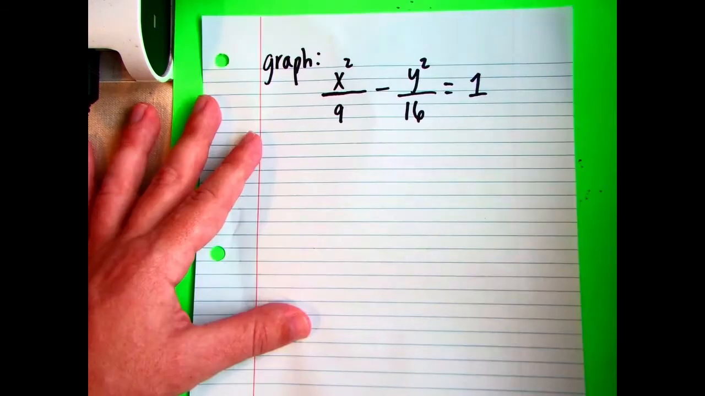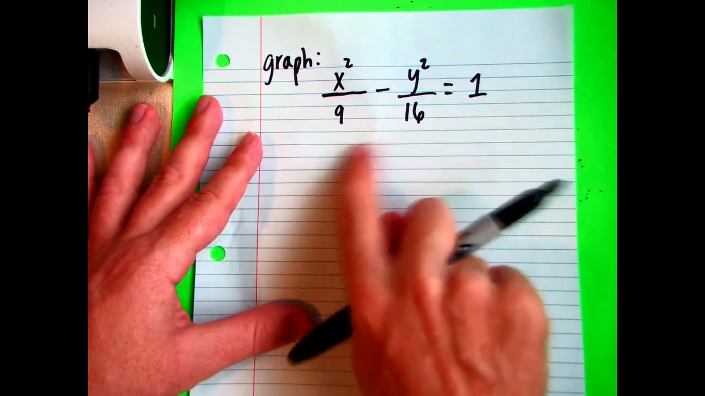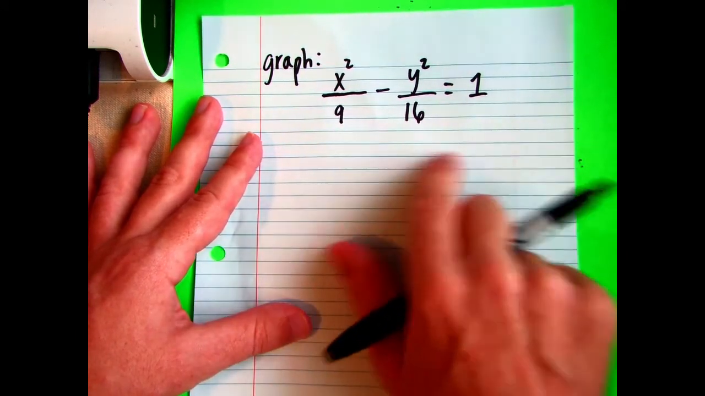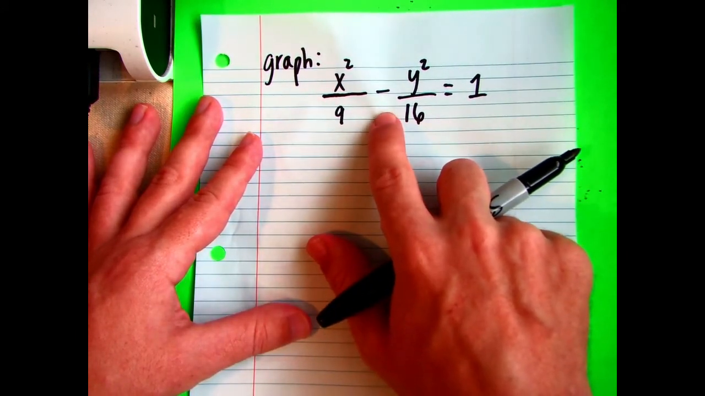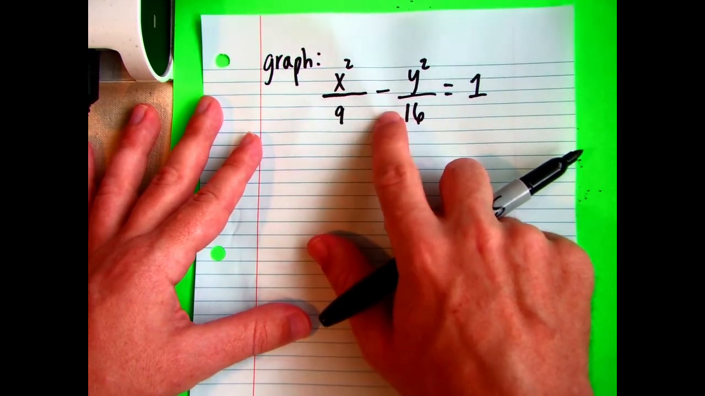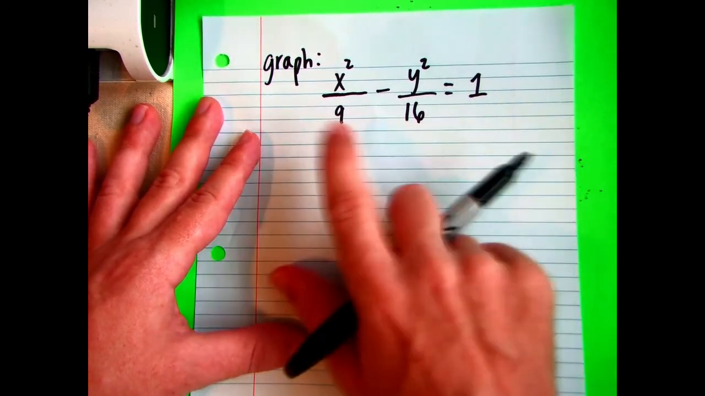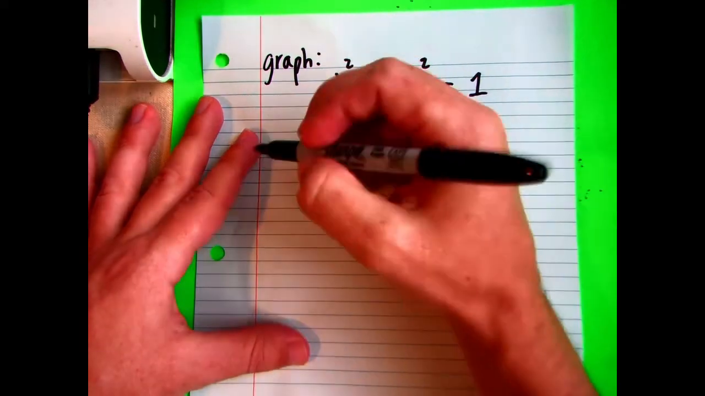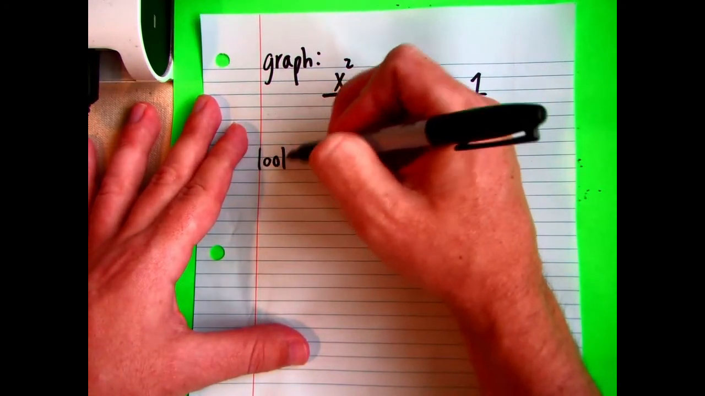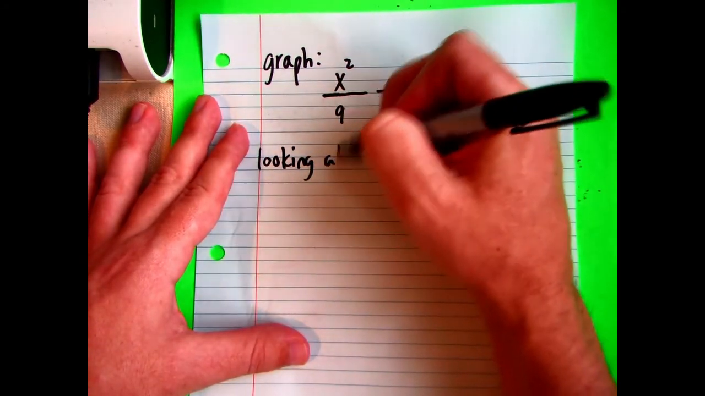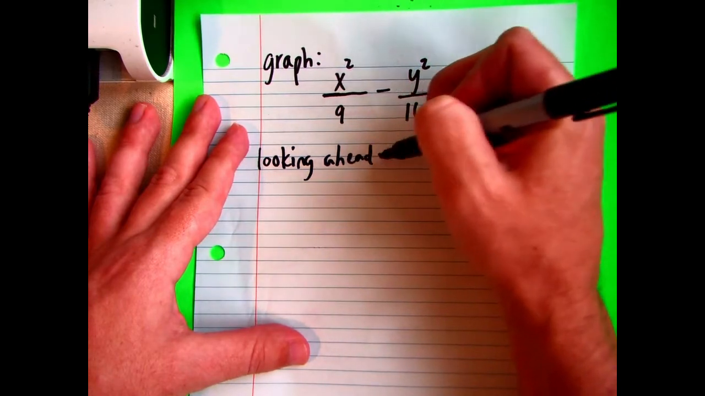All right, so let's do an example here. All those notes that we just took, let's try to apply all those notes and graph this hyperbola. So here's my equation. The key point that you want to identify is that it's minus in the middle, so that means we're doing a hyperbola.